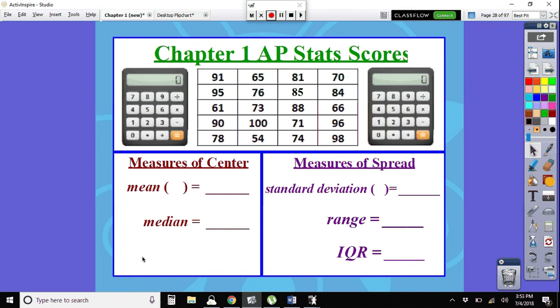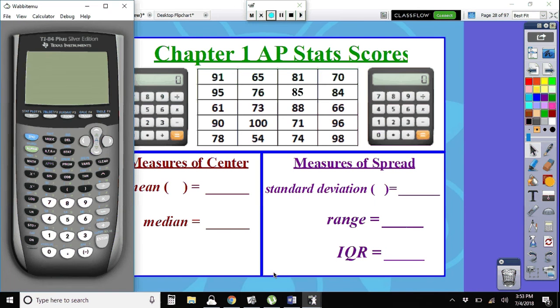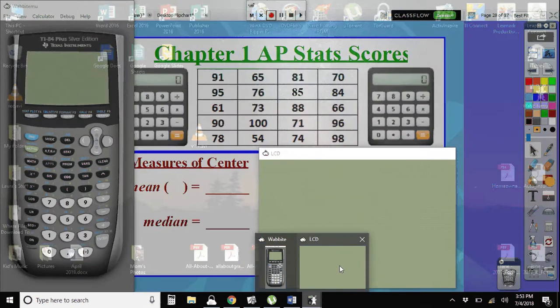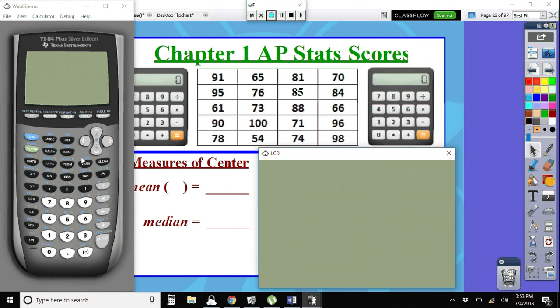So notice I don't have a spot here for mode because, again, we're not really going to use mode a whole lot. So here I've got an 84 Plus emulator, and we're going to use it to help us calculate the mean, the median, the standard deviation, the range, and the IQR. So first thing I want to do, here I just have a detached screen, so let me turn on my virtual calculator. Oh, no, got to press On, not Clear. There we go. So we're going to input these 20 Chapter 1 AP Stat scores into our calculator.